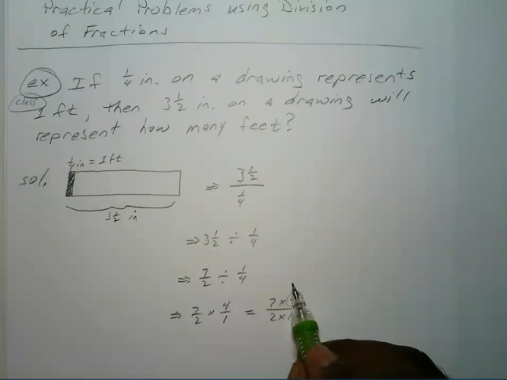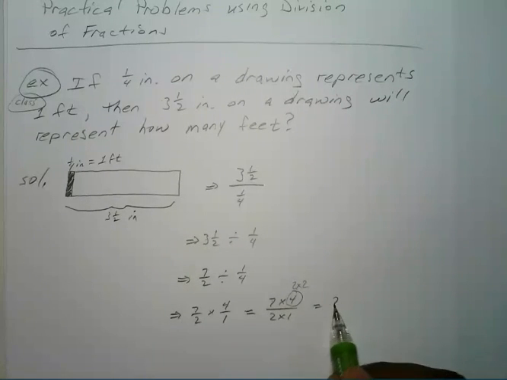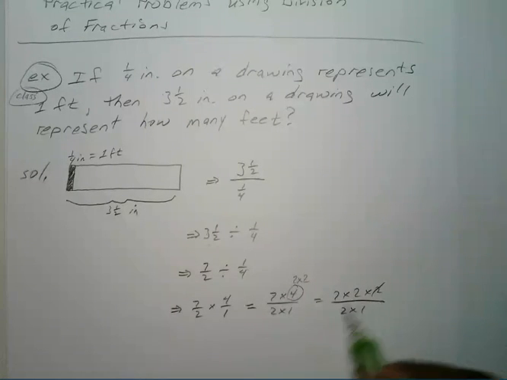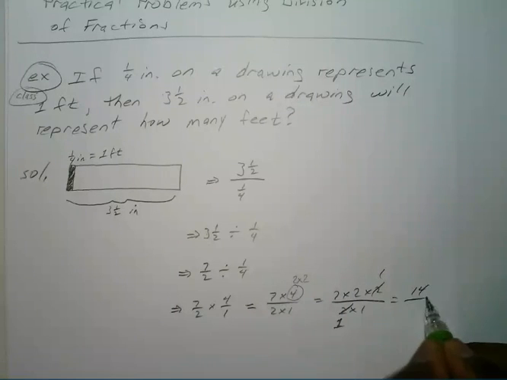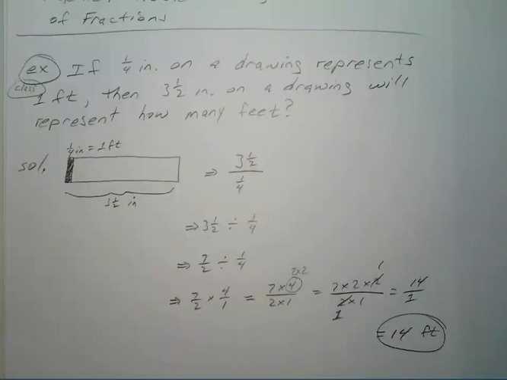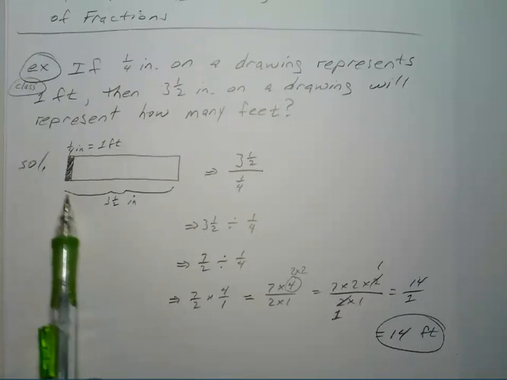Okay, now this 4, we can rewrite as 2 times 2. So instead of 7 times 4, that can be 7 times 2 times 2 all over 2 times 1. Either one of those 2s up top can cancel with that 2 on the bottom, and that becomes 1. So we have 7 times 2, which is 14, over 1 times 1, which is 1. So 14 over 1 is just 14. All right, so if we have a drawing and each quarter inch represents 1 foot, then 3.5 inches will represent 14 feet.